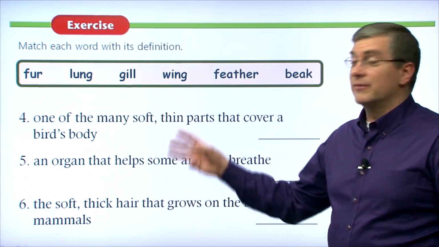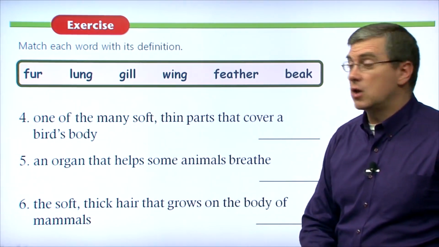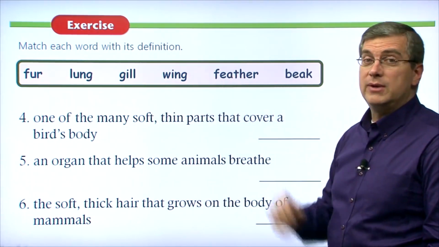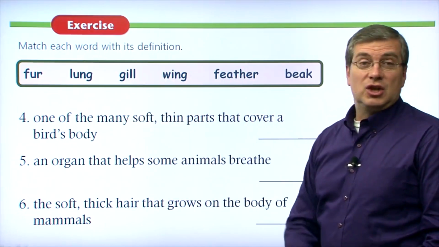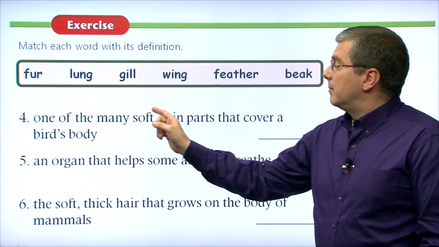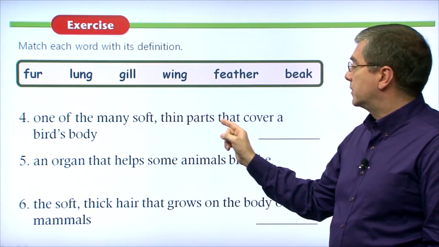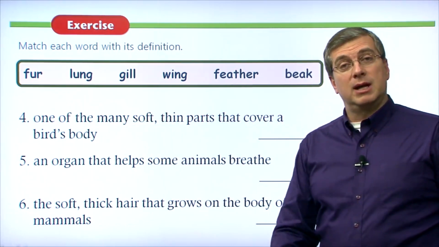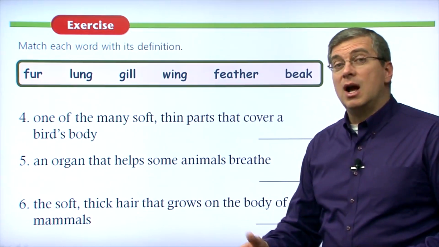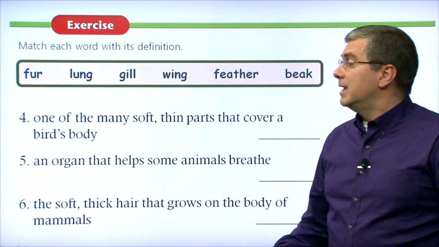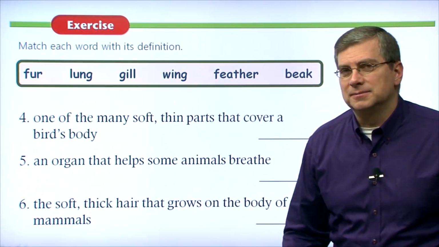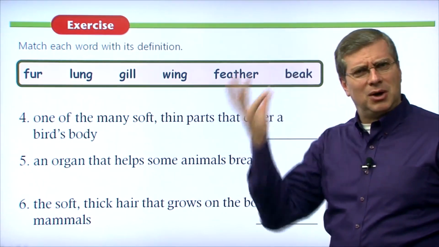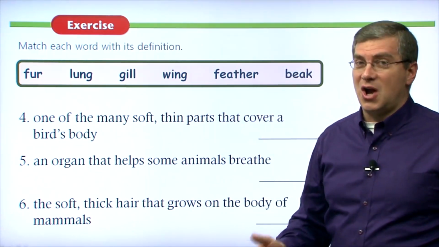Okay, let's move on. We've got three more definitions to go over with our words from the previous slide. Definition number 4. One of the many soft, thin parts that cover a bird's body. So before we were talking about hair and fur on many animals, right? But birds don't have hair. You won't find hair growing on a bird. You won't find fur on a bird.